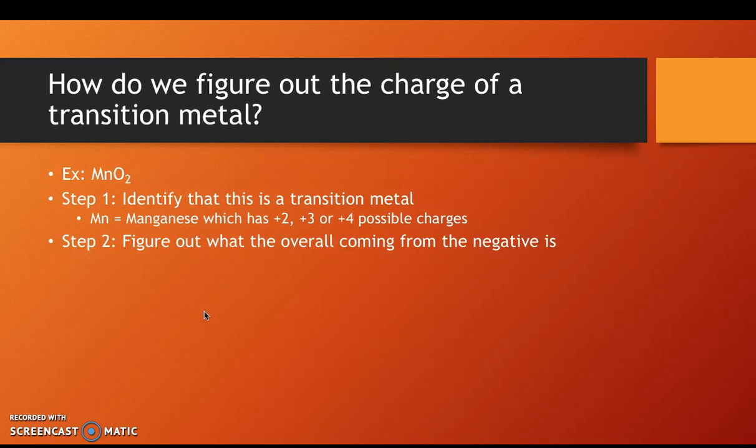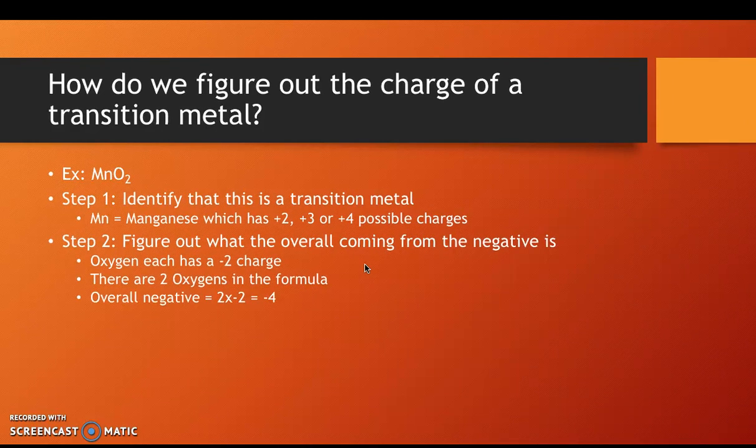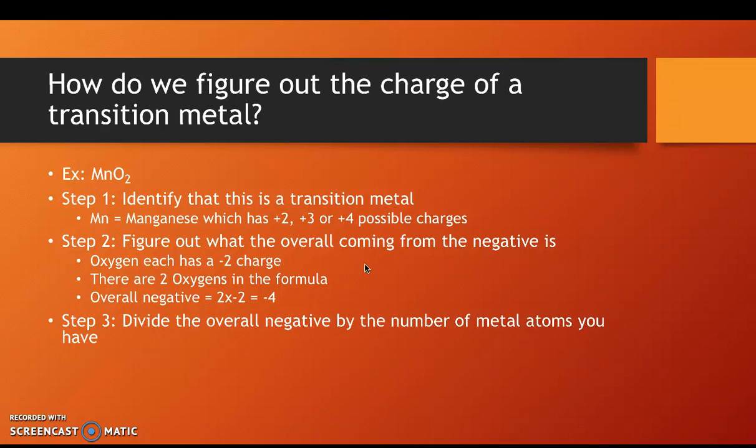The step 2 then is to figure out what the overall charge coming from the negative is. So we have 2 oxygens according to our formula here. That 2 tells us that we have 2 oxygens. Each of the oxygens has a -2 charge. Just looking at the periodic table, we can figure that out. And then the 2 oxygens times our -2 means that we have an overall -4. Now our overall negative has to be the same as our overall positive.